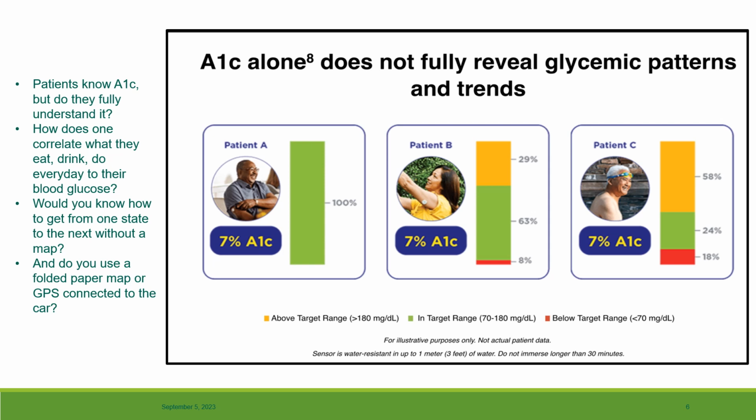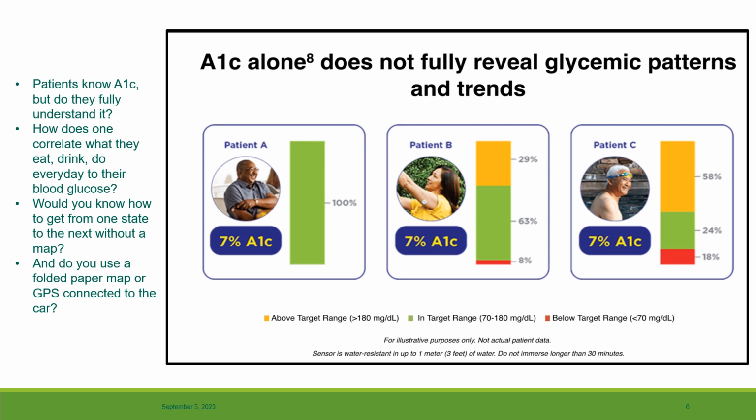And so this is just a good example of the differences that can exist within the same A1C. If you took the A1C of 7%, which is, as we all know, a pretty good A1C, you can see three different stories here. In patient A, wow, perfect, 100% of the time in their therapeutic range. Patient B, they're in the therapeutic range about two thirds of the time, but they're also having high readings, and they're also having quite a bit of low readings.